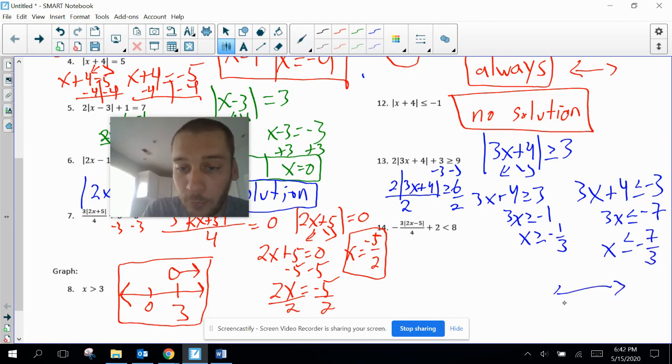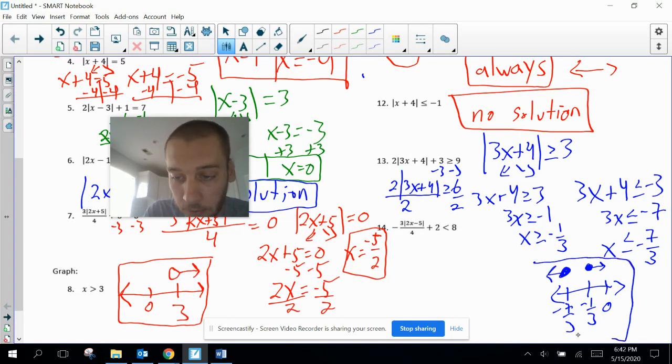And we're going to put it on a graph. We got some closed circles, right, because it's greater than or equal to. We'll put my numbers up here. Make sure you put 0. And so we got some closed circles at negative 7 over 3 and negative 1 over 3. X is bigger than negative 1 over 3. That means I'm going to the right. And x is smaller than or equal to negative 7 over 3. That means I'm going to the left. Final answer right here.